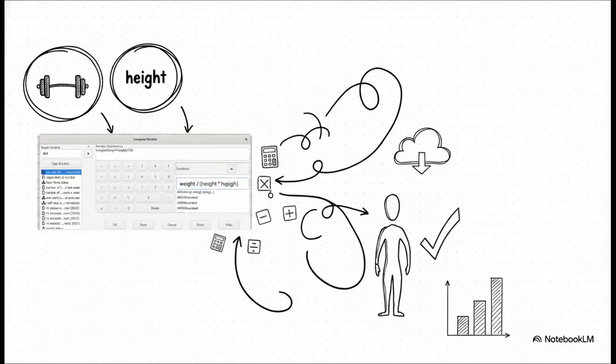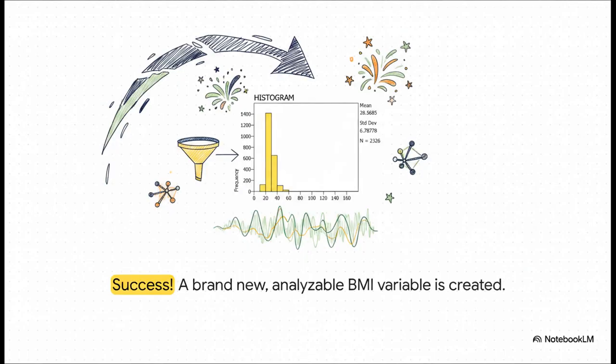And that numeric expression box is way more powerful than you might think. It's not just for plus and minus. As you can see right here, it can handle the entire BMI formula. We're talking division, multiplication, the whole shebang. You just type in the formula using the names of the variables you already have, weight and height. And just like that, success.